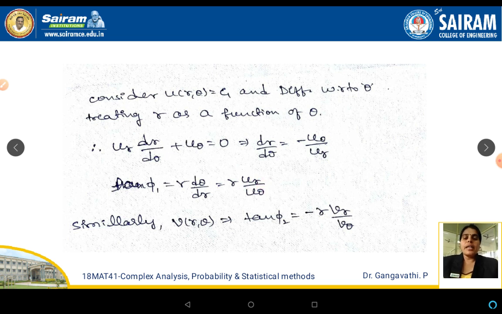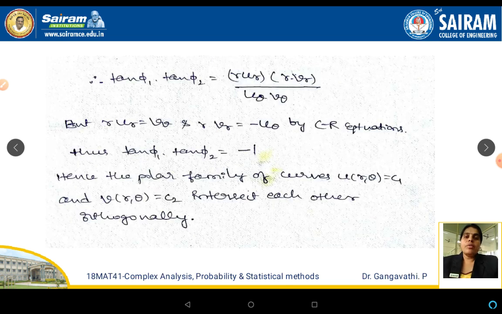Now similarly, let us consider the second family of curves, that is v of r comma theta, and differentiate that with respect to theta, treating r as a function of theta. Doing the same procedure again, we will end up with tan phi 2, which is equal to minus r vr by v theta. So this is our second slope. Now consider the product of the slopes, tan phi 1 into tan phi 2. If the product of the slopes is minus 1, then we can say the family of curves are orthogonal.